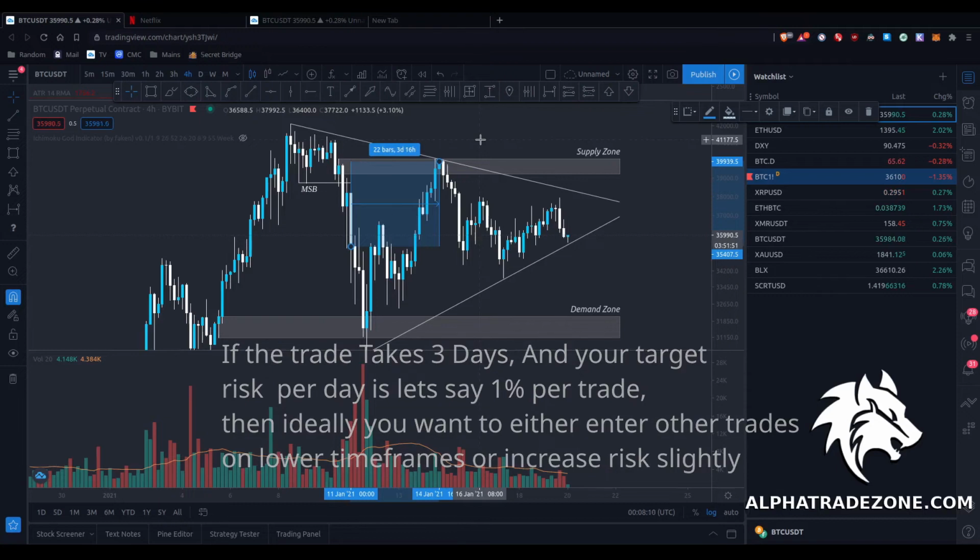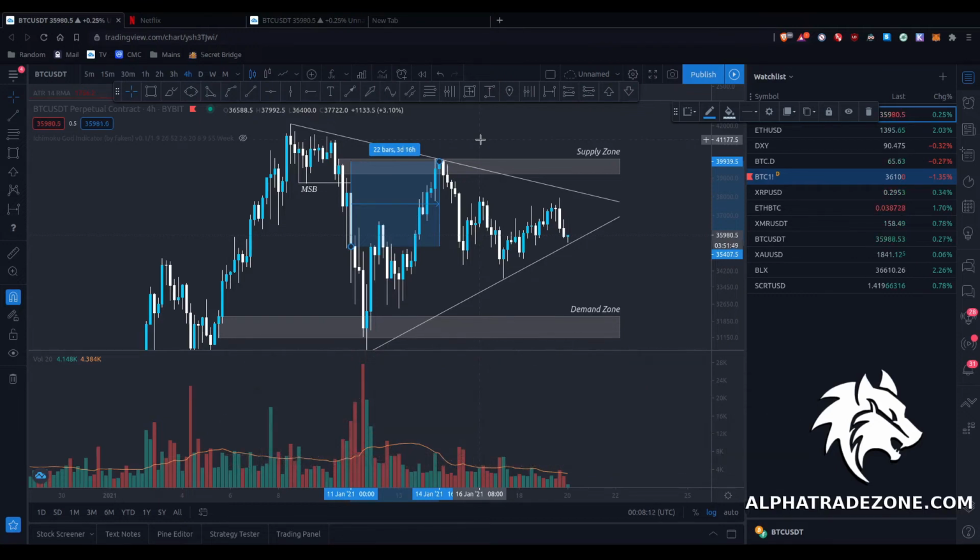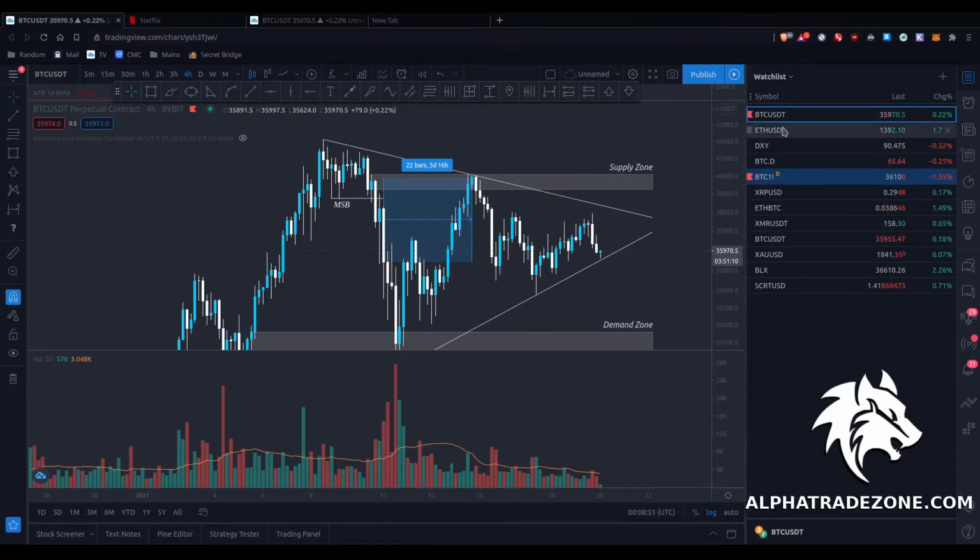So depending on how you wanna do it, you could either have multiple trades, that'd probably be the better idea in my opinion, or you could have a higher risk. Now the reason I think multiple trades may be better is you may find different setups and just different opportunities to diversify. Now I want to have a look at Ethereum.